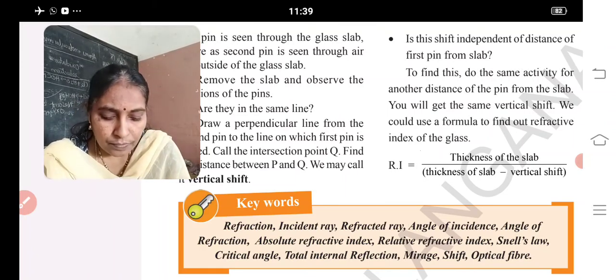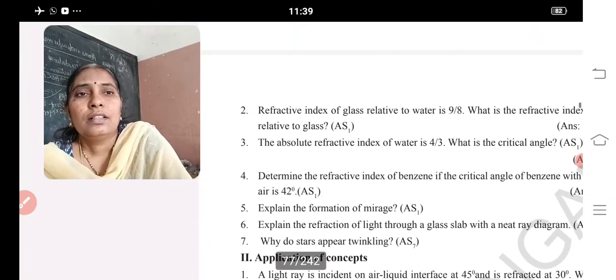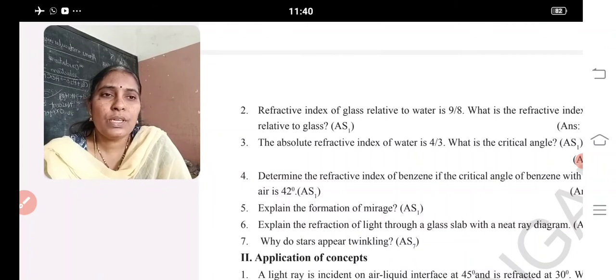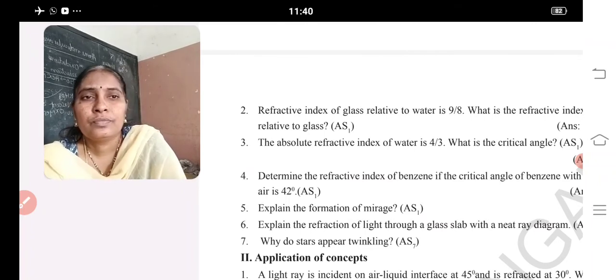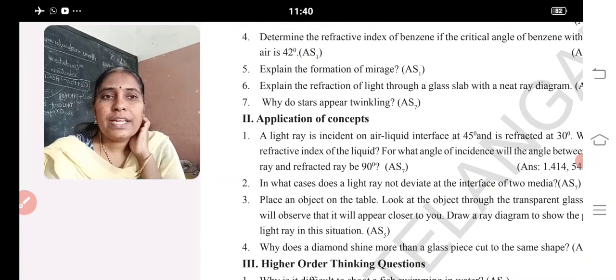So read well. Let me give a few answers about this. Fifth, explain the formation of a mirage. Next, why do stars appear twinkling? Sixth, explain the refraction of light through a glass slab with a neat diagram. Next, why does a diamond shine more than a glass piece cut in the same shape?